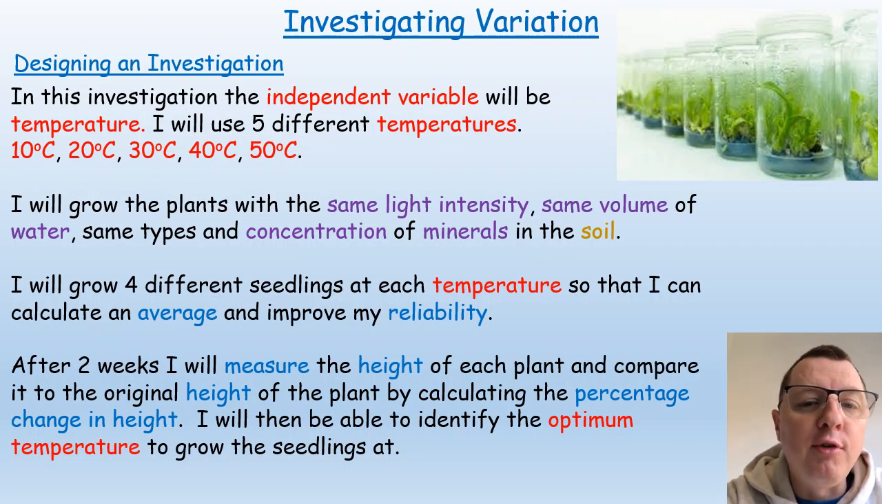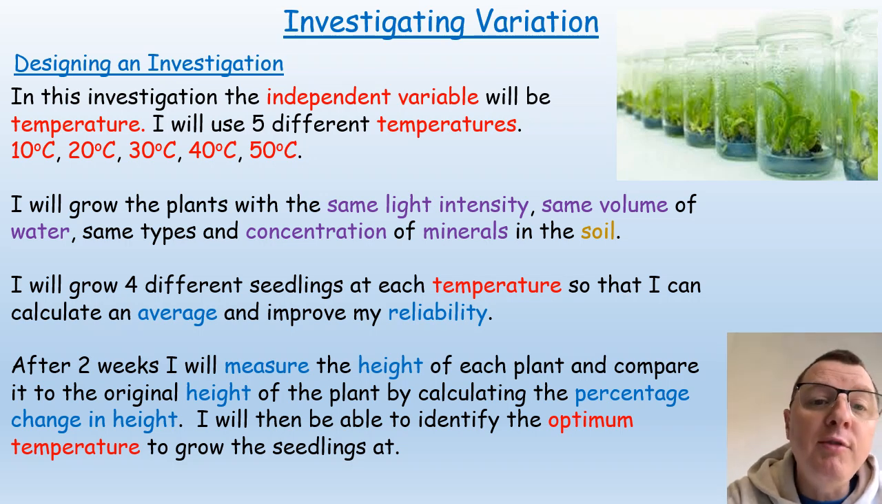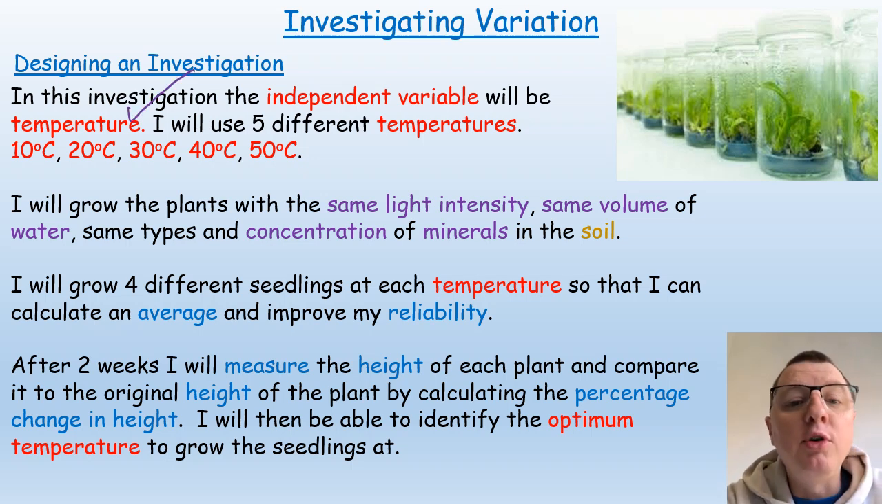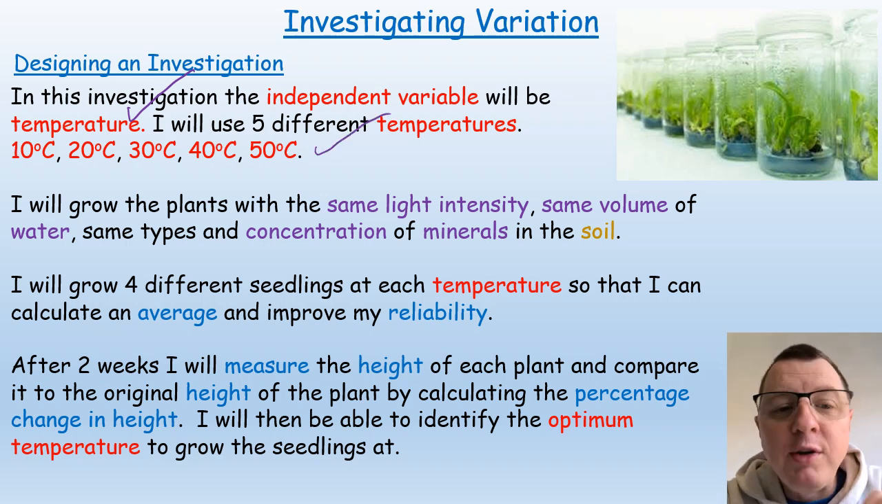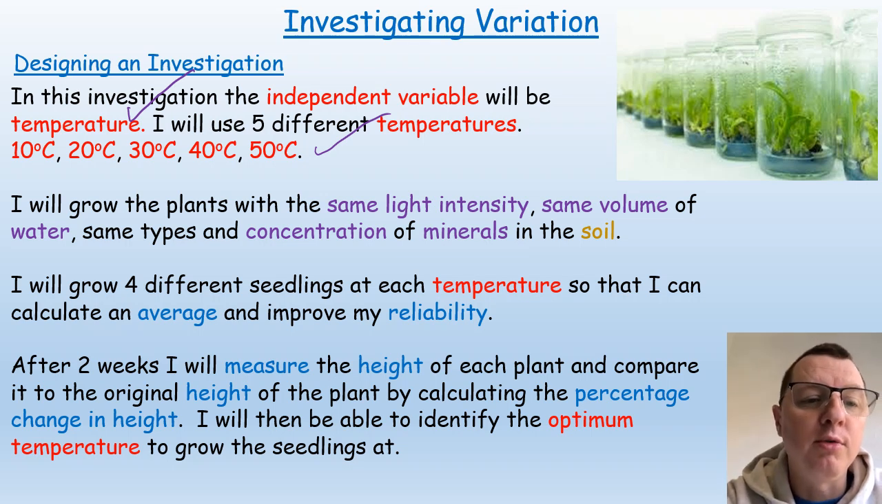Well, here's a model answer for you. And whenever you're thinking of these designing an investigation questions, you always have to be thinking of 3 things: your independent variable, your dependent variable, and your control variables. And finally, at the end, a statement about reliability. So in this investigation, the independent variable will be the temperature. And I will use 5 different temperatures: 10, 20, 30, 40, and 50 degrees. Always make certain you state which temperatures you're going to use, otherwise you will not get a mark for saying I will use different temperatures. It must be repeatable, so state what temperatures you're going to use.